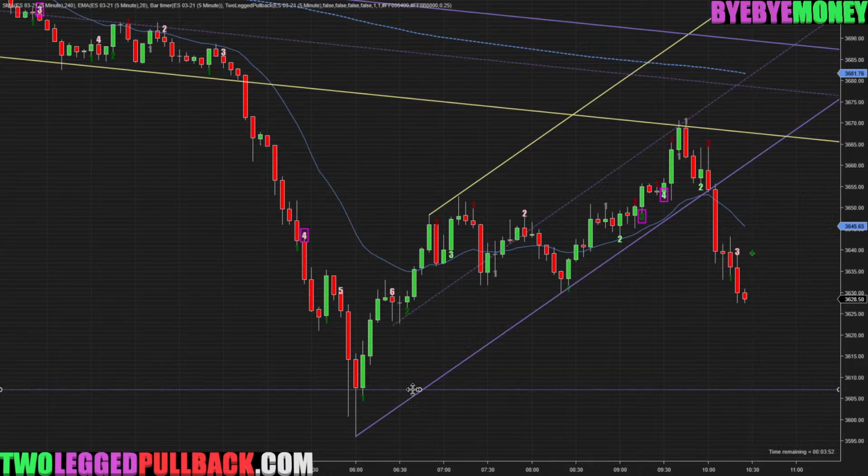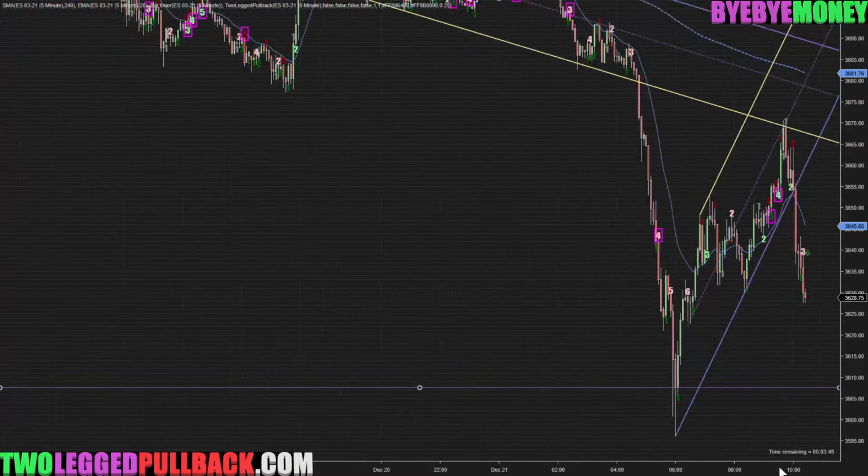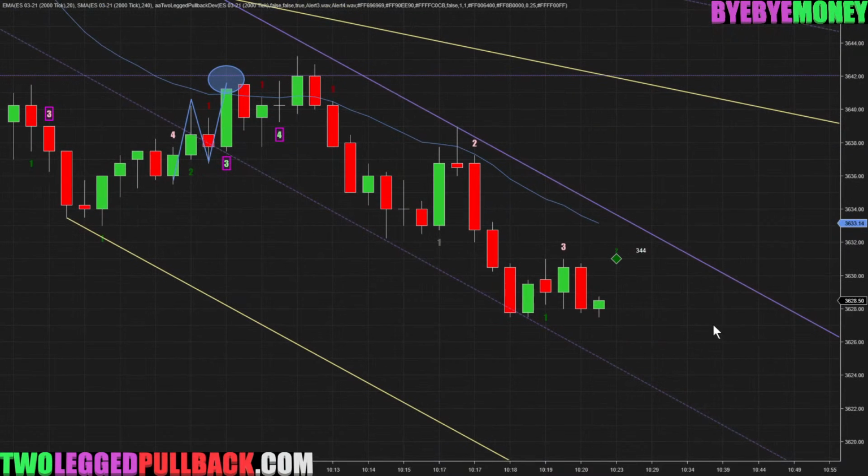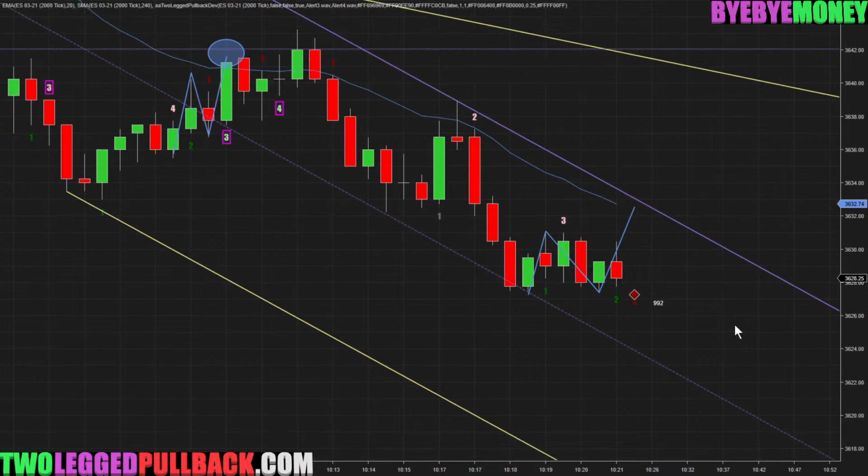In my opinion, it wants to test at least the bottom of this today. In my opinion. We do have another two-legged pullback setting up right here. A, B, C. Back to our 20 EMA and also our trend line. One, two, three, four, five, 6 bars overlapping at the moment.